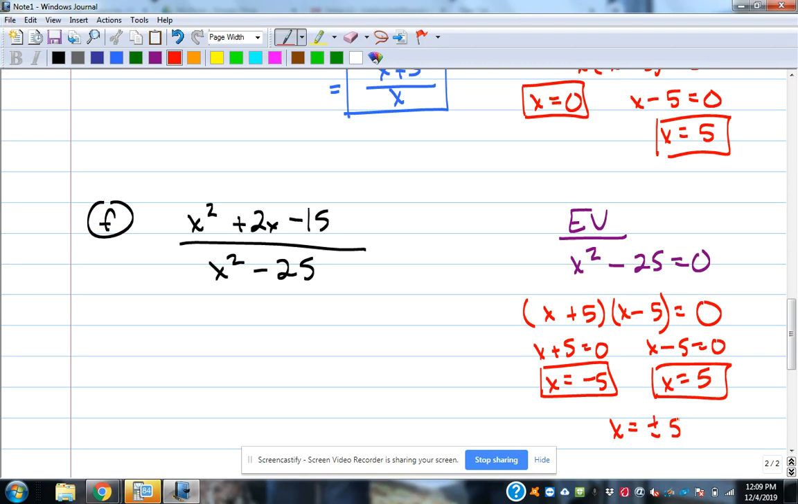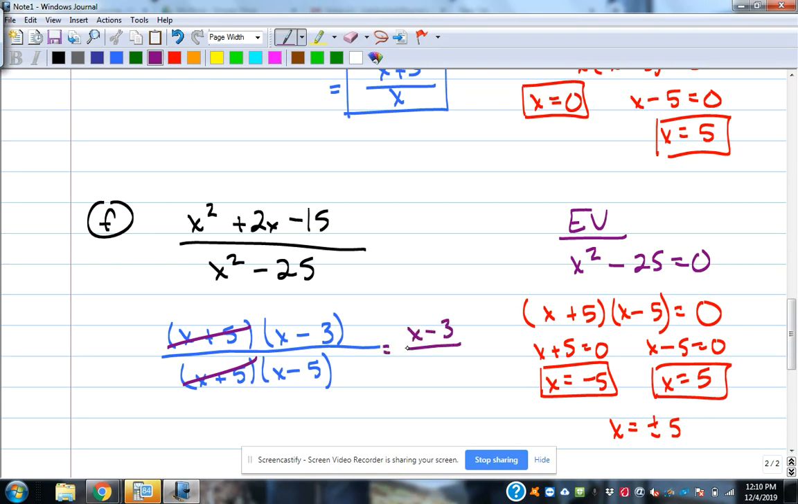Then I look at my fraction. I've got the bottom part already factored. Let's factor the numerator. What are the factors for the numerator? x plus 5 and x minus 3. And then what cancels out? Yeah. x minus 3 over x minus 5 is our rational expression. That's the final answer out of that.